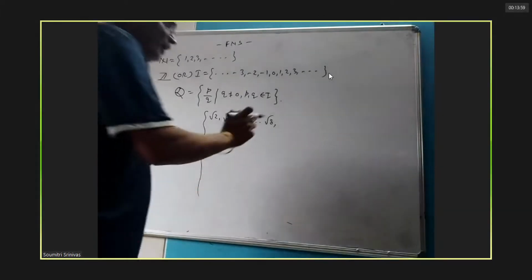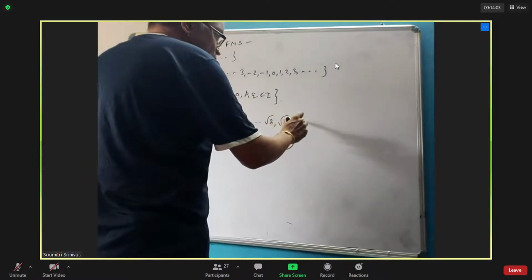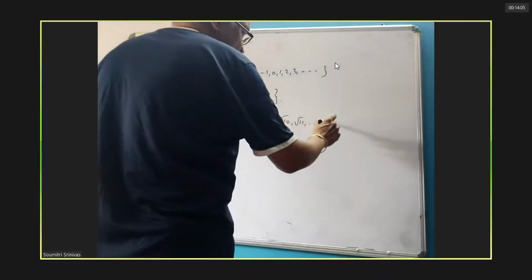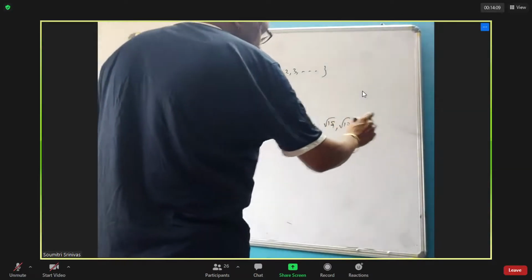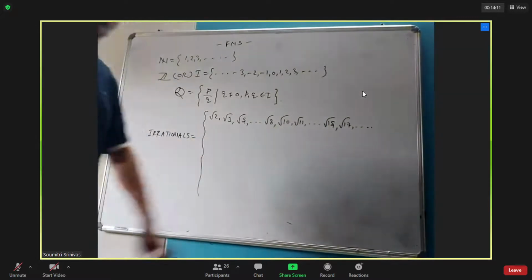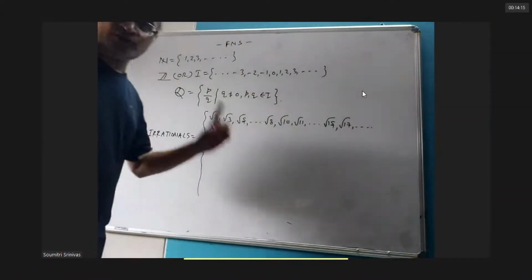Root 9 is a perfect number. Root 10, root 11, root 15, root 16 is 4, root 17. What are numbers of this form called? Irrational numbers.